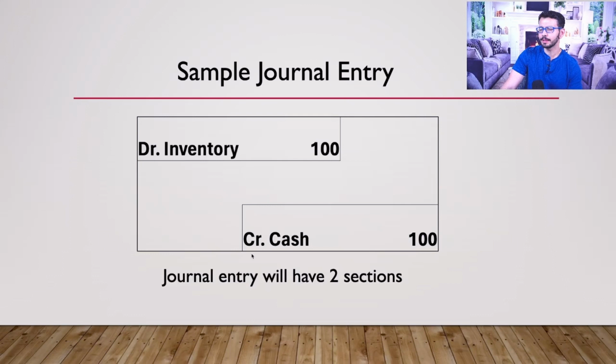But now you might be thinking, what is Cr. and Dr.? Cr. is nothing but credit and Dr. is nothing but debit. But this sounds very counterintuitive, because if we are giving out cash, then shouldn't we be debiting the cash account, because debit means that you are giving out the cash? And similarly, if we are getting the inventory, then shouldn't we be crediting the inventory account rather than debiting it? I mean, you're not wrong.